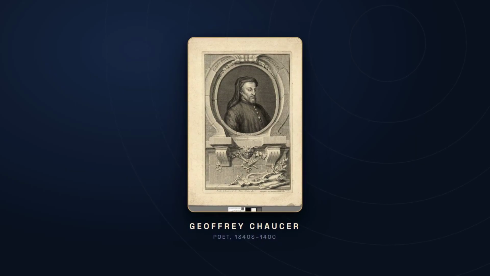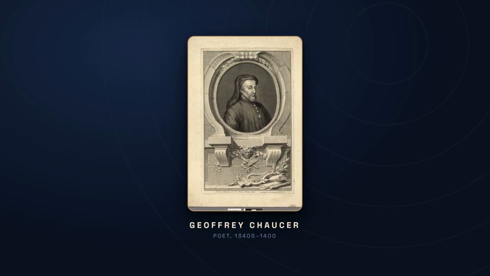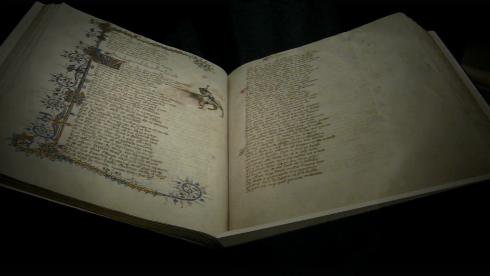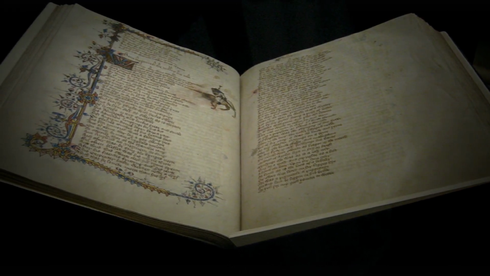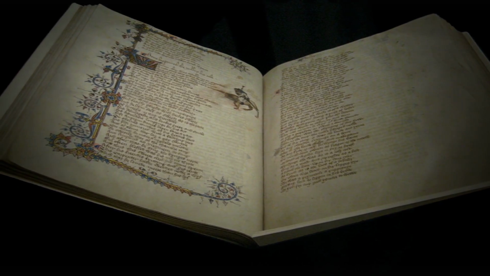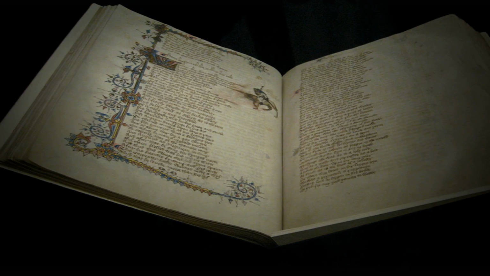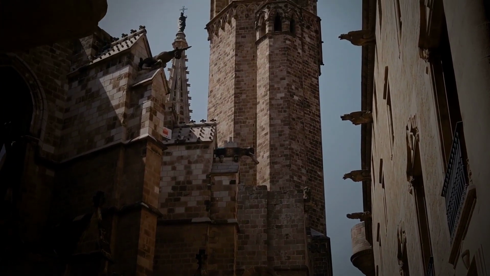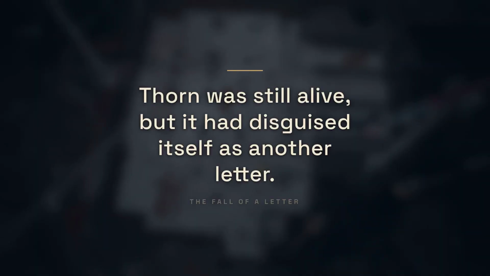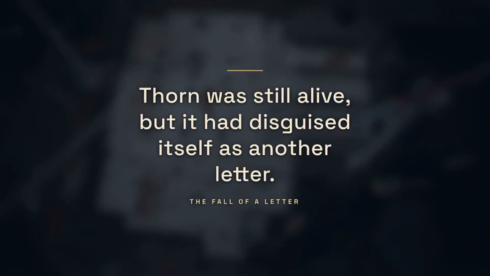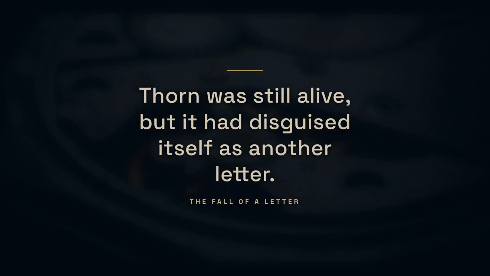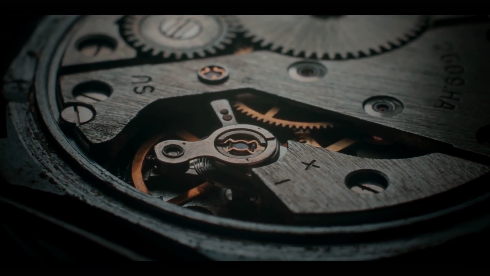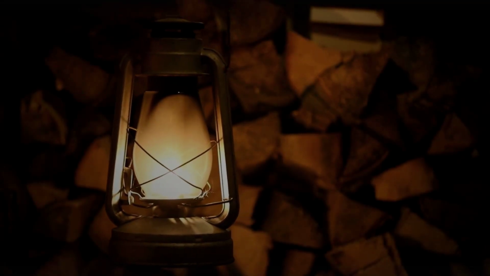Geoffrey Chaucer, writing his Canterbury Tales in the 1380s and 1390s, worked at exactly the moment this blurring was spreading, and the earliest surviving copies of his poem show the messy, transitional spelling of that generation. A word that meant "the" now looked, to an untrained eye, like it began with a Y. This was the crack in the foundation. Thorn was still alive, still meaning "the," but it had disguised itself as another letter. All it needed now was one final shove, and that shove came from a machine.